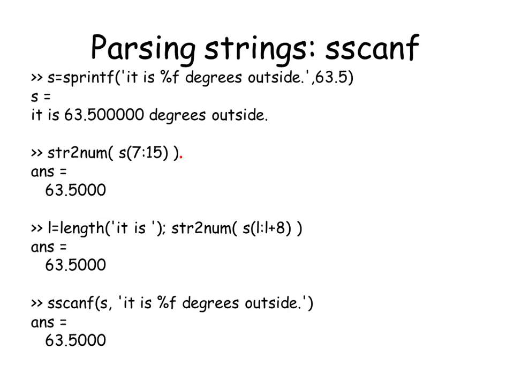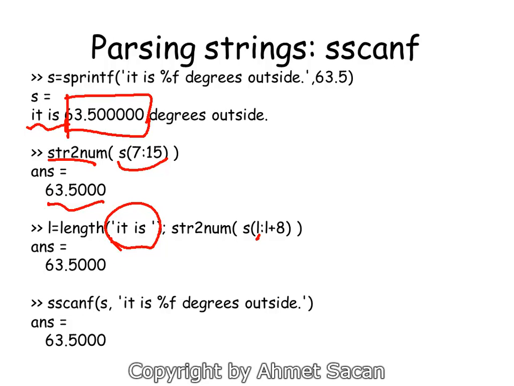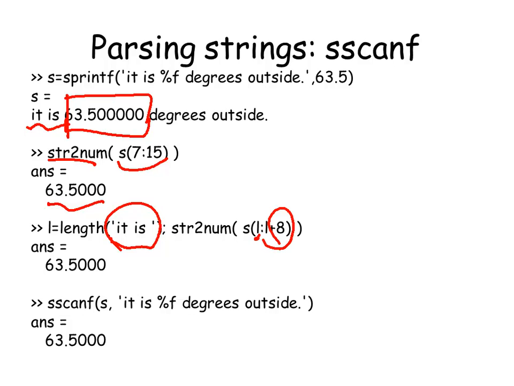All right. So we first index s to extract this portion. So it's a string, and then call the str to num function to convert it into a number. If you don't really want to figure out where your number is located, but you know the word before it, you can find the length of it, and then go from that length L, and then you count 8 more digits to get the same result. So these are sort of not as useful.